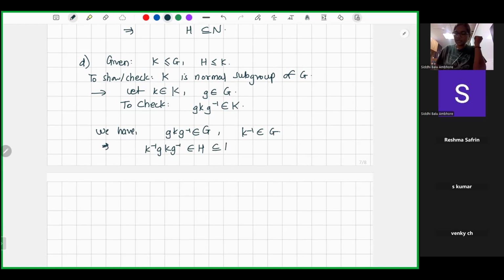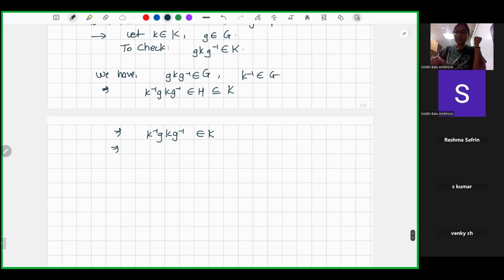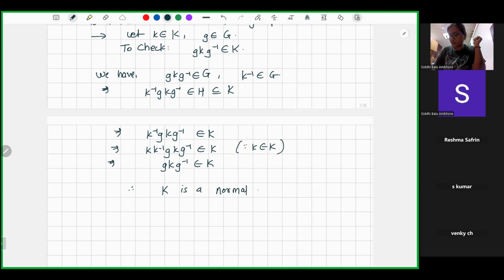But anyway, K contains H. So this k inverse g k g inverse belongs to K. And the moment I have this, if I multiply by k, since k belongs to K, this implies k, k inverse g k g inverse, that is g k g inverse, belongs to K. Therefore, my K is a normal subgroup of G.